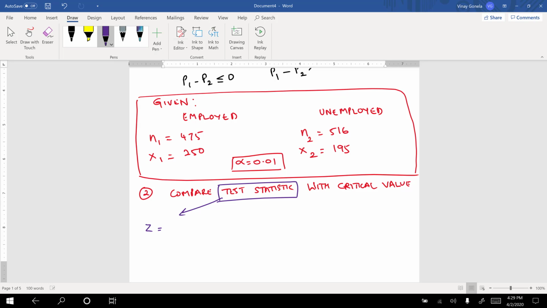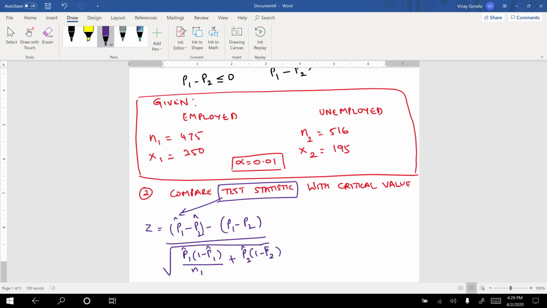So the formula for z would be p1 hat minus p2 hat minus (p1 minus p2), divided by the square root of p1 hat times (1 minus p1 hat) divided by n1, plus p2 hat times (1 minus p2 hat) divided by n2. So from this, one of the things we need to determine is p1 hat and p2 hat. So what are these values?